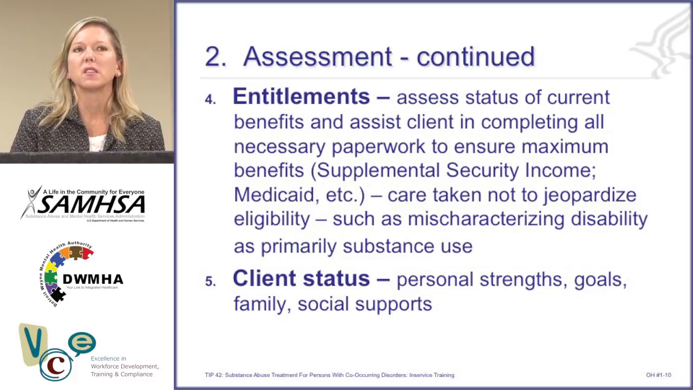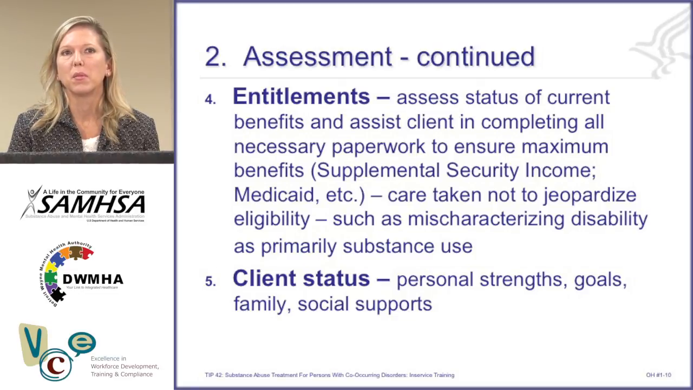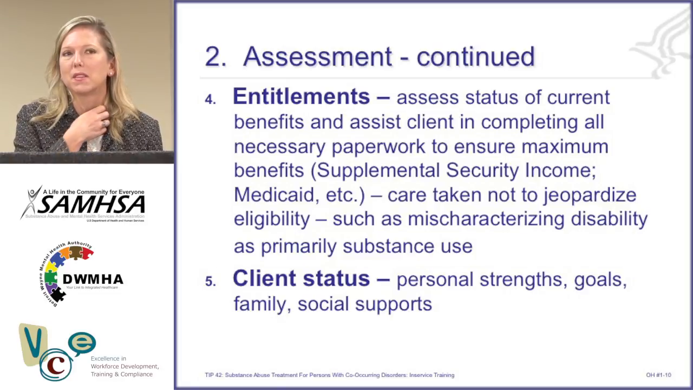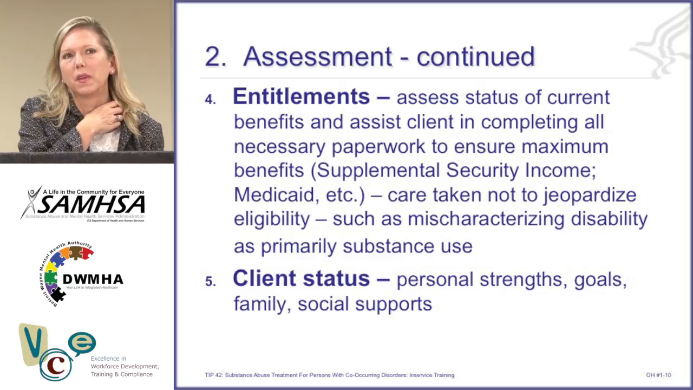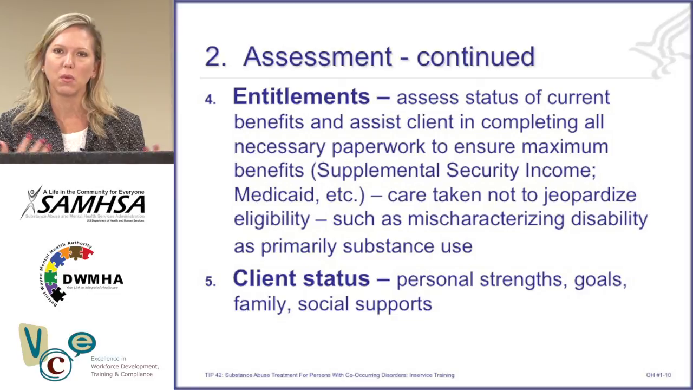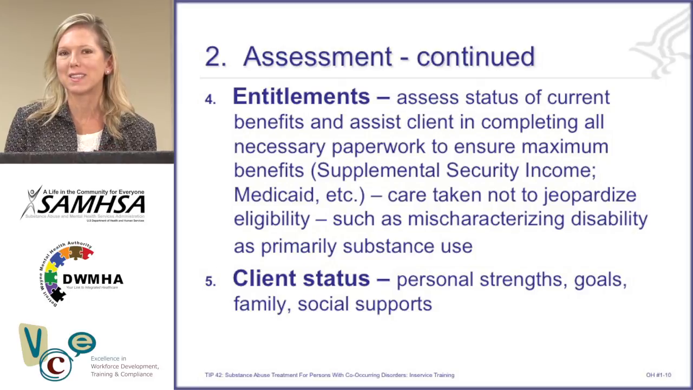And also an assessment of any entitlements or benefits the person currently has, including private insurance or if they have Medicaid or supplemental security income. You do want to be careful if you're helping them complete paperwork or information for entitlements, that you don't inadvertently do something that jeopardizes their eligibility. Like for instance, and this happens less now, because now it's a little bit more understood that substance use and mental health issues can both be primary diagnoses. But years ago, you had to indicate which was primary and which was secondary.